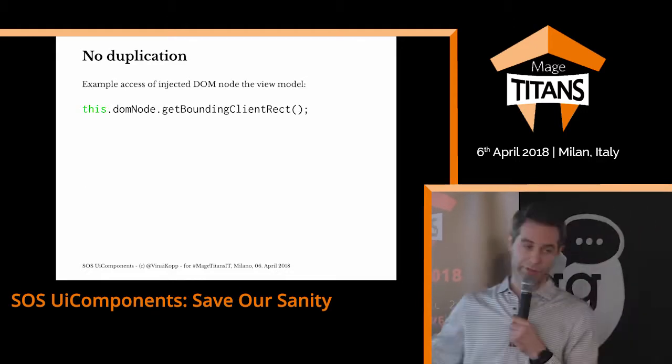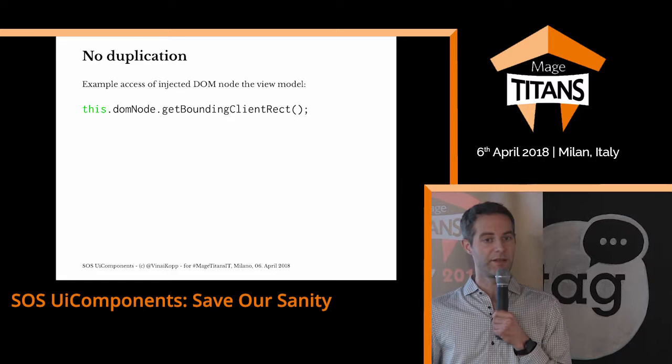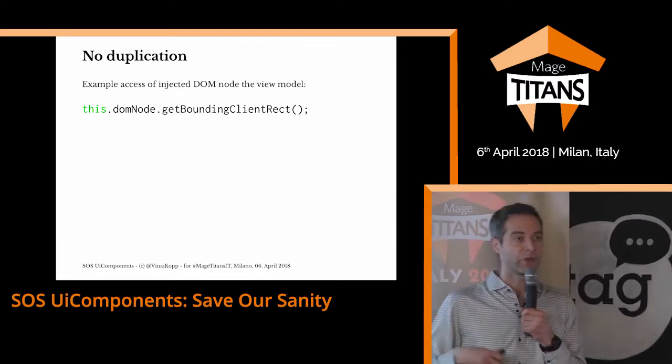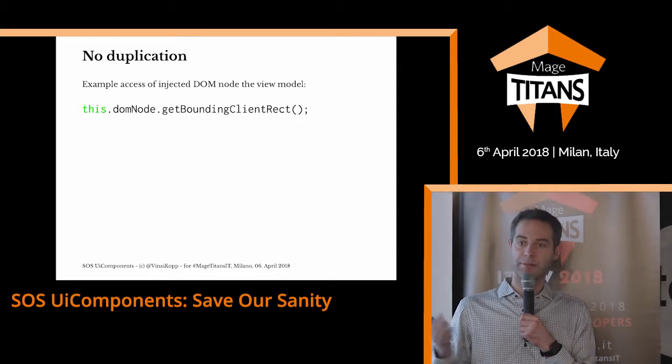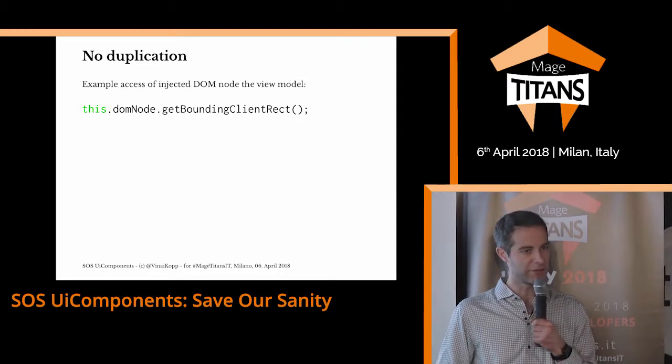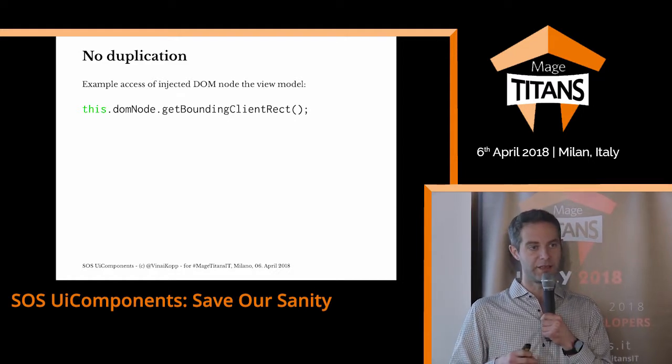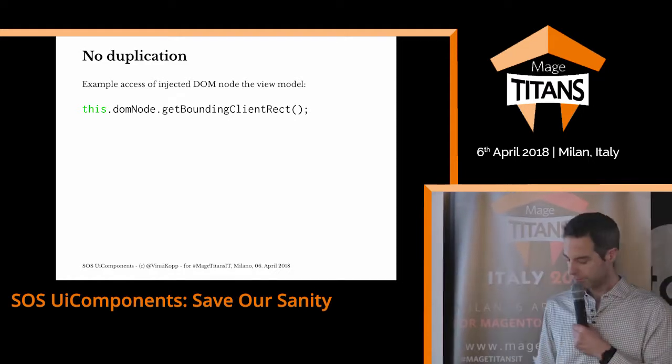And then inside of our view model, we can easily access the DOM node. For example, to get the bounding rectangle. Of course, we could have created a binding to inject the bounding rectangle directly too, right? So I have had good experiences with creating custom bindings instead of using selectors.